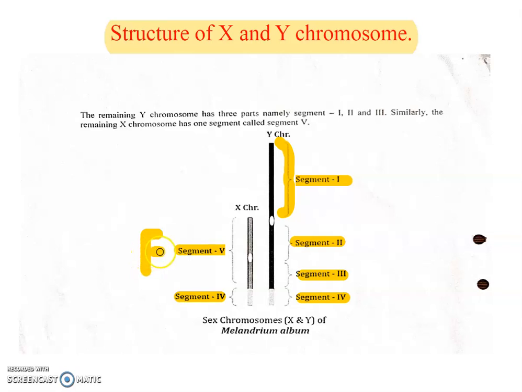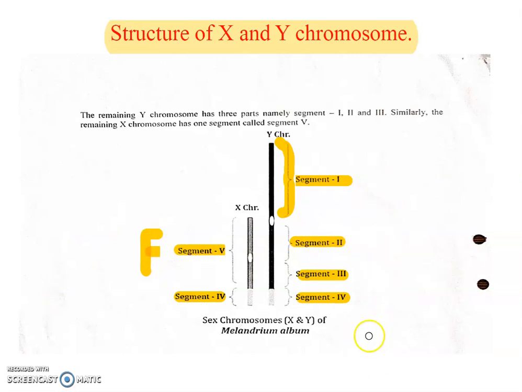Segment 5 is for femaleness. And so if the Y chromosome is there, this chromosome suppresses this segment. So if the X and Y chromosome are there, at that time the flower is a male flower, because segment 1 suppresses this segment. So in the XY condition, only male flowers will be produced.